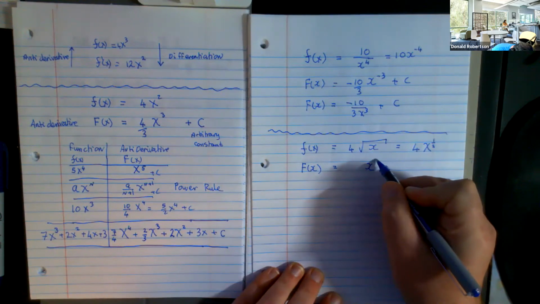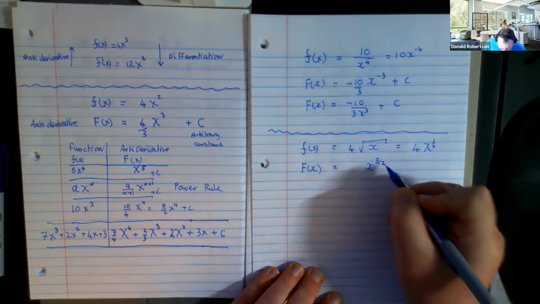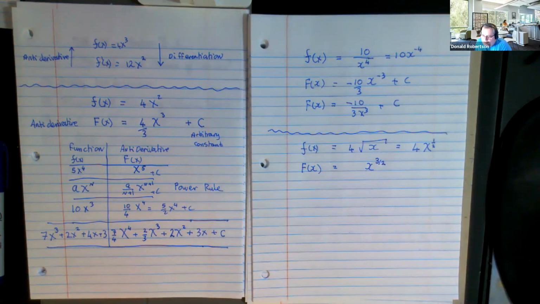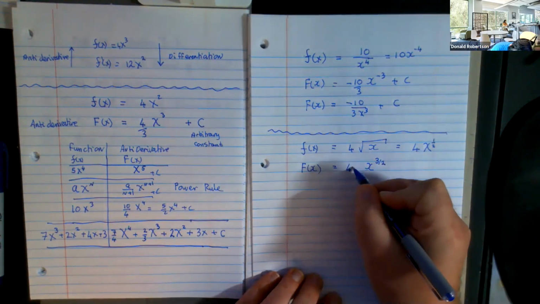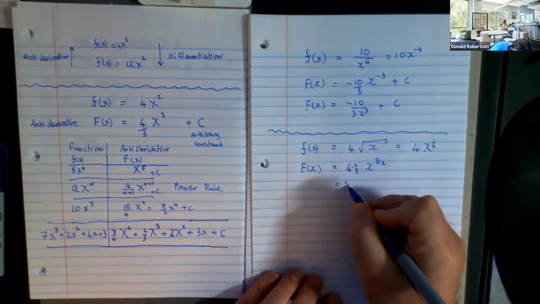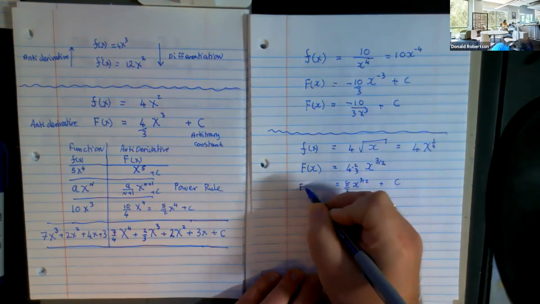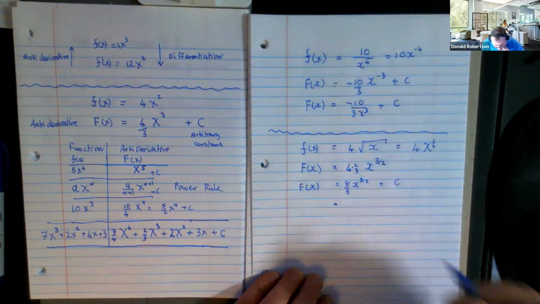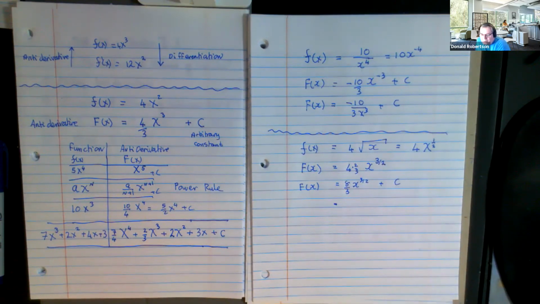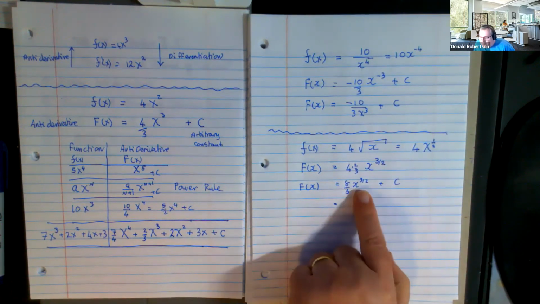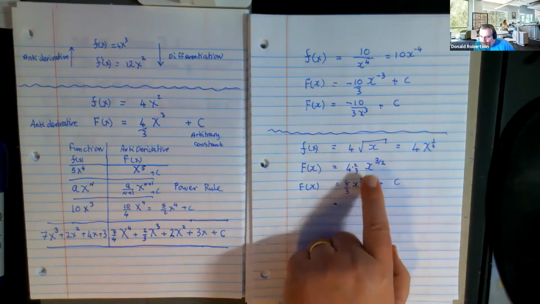Add 1 to the power, 3/2. Now, divide by the new power. Isn't dividing by 3/2 the same thing as multiplying by 2/3? Right? Dividing by 3/2 is the same thing as multiplying by 2/3. So it's going to be 4 times 2/3, which gives me 8/3 x to the 3/2. Uh-oh. Style points. This has to look like this.